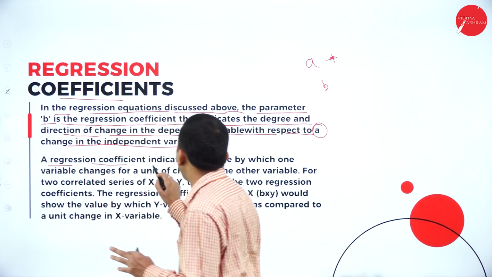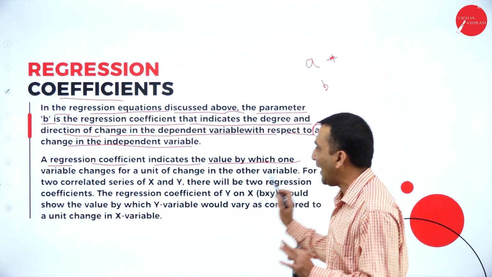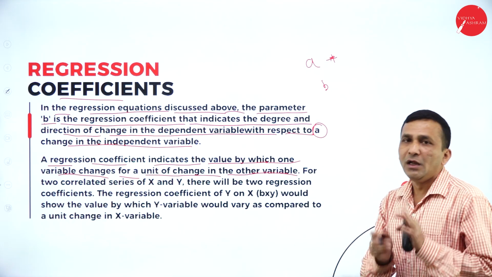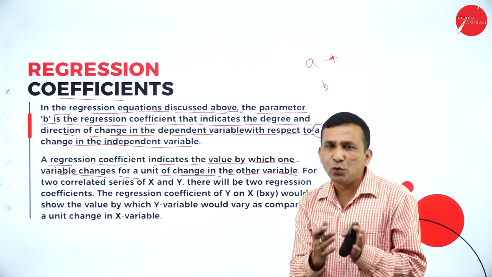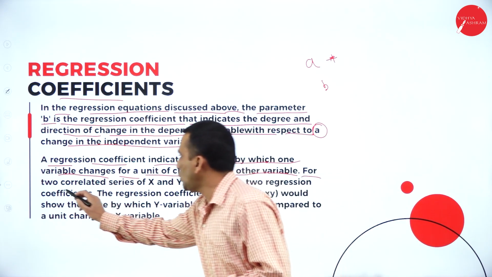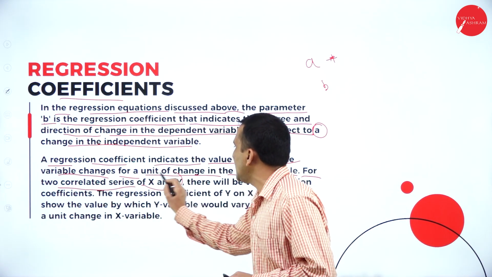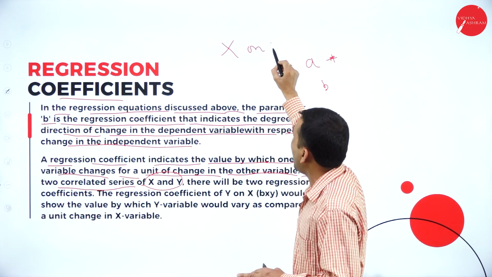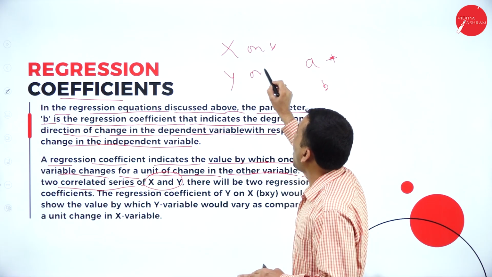A regression coefficient indicates the value by which one variable changes for a unit change in the other variable. If one variable changes, the unit value will also change. So for two correlated series like x and y, for example, x is dependent on y, or y is dependent on x.